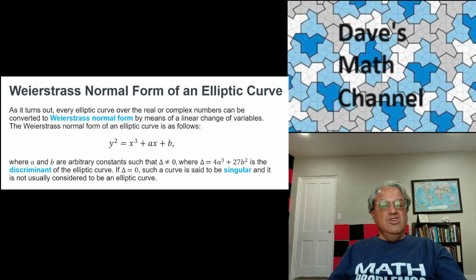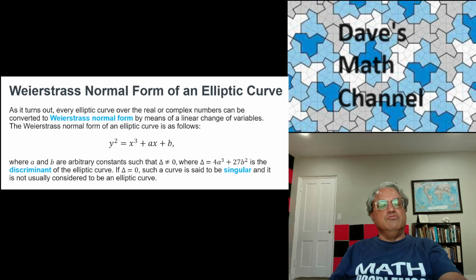It turns out that every elliptic curve, every cubic curve, can be converted to Weierstrass normal form by a linear transformation, a linear change of variables. Sometimes that's called an affine transformation. So, something like x prime equals ax plus by plus c, and y prime equals dx plus ey plus f. Here, a and b are different than the ones I wrote down here, but you can always do that kind of transformation to get any cubic curve into this Weierstrass normal form, which we usually call an elliptic curve.